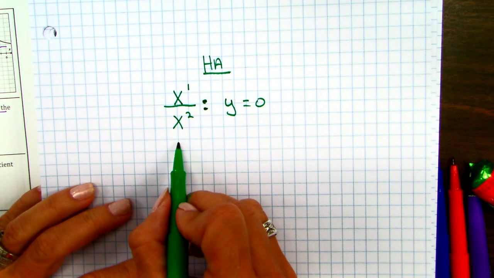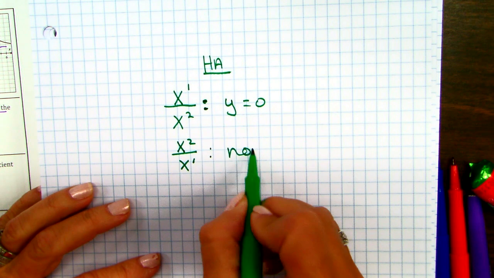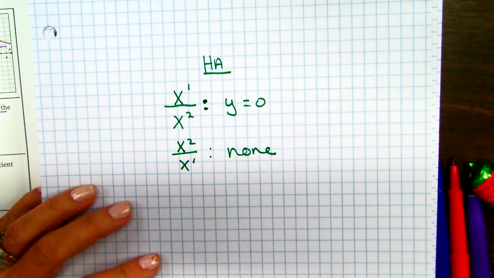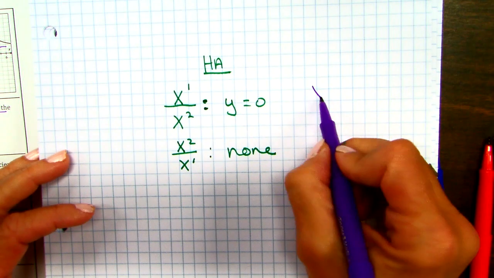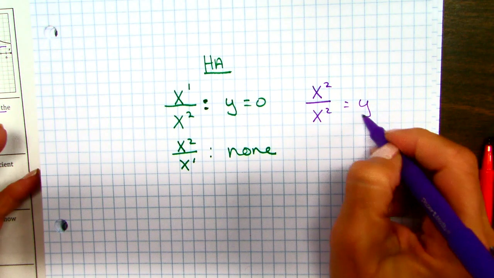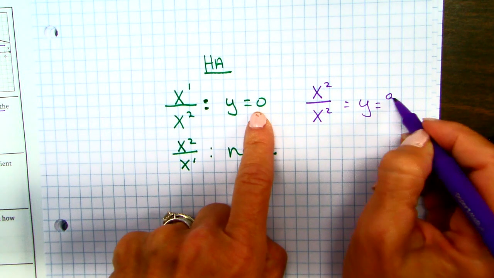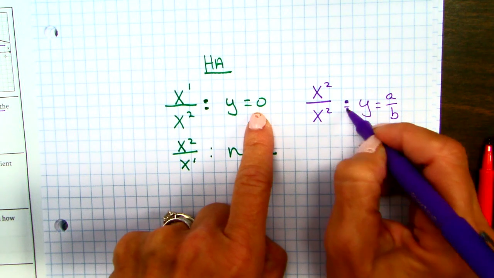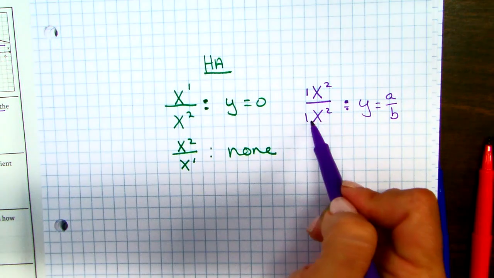If you have a bigger number on top than the bottom, you say there is none. And then you could go and find the slant asymptote if you needed to. We won't need to for any of this. And then the other one is if they're the same. Then you could get y equals really any number except 0. It's whatever the a over b is, right? So whatever the leading coefficients are on top and bottom, that's your a and that's your b.